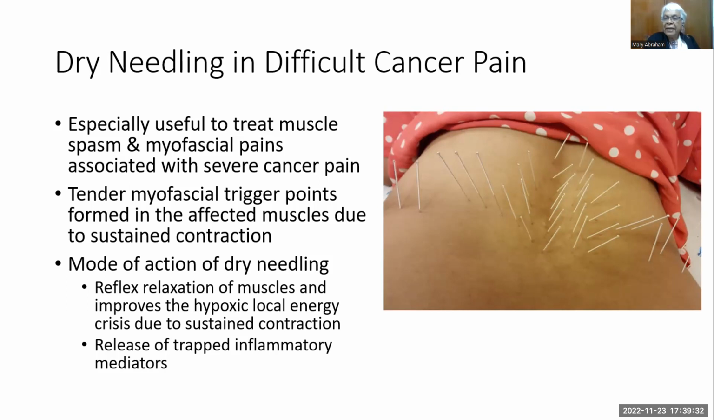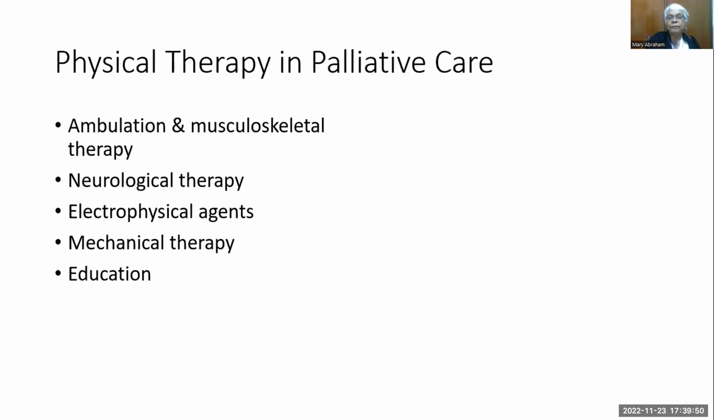So how does dry needling act? It acts by reflex relaxation of the muscles and improves the hypoxic local energy crisis that is occurring in the trigger point because of the sustained contraction. It also releases the trapped inflammatory mediators that are there in these trigger points.